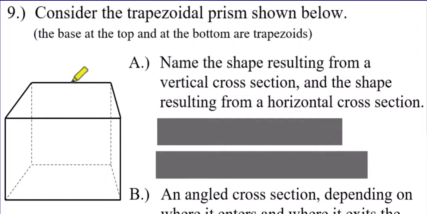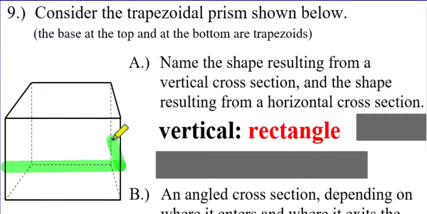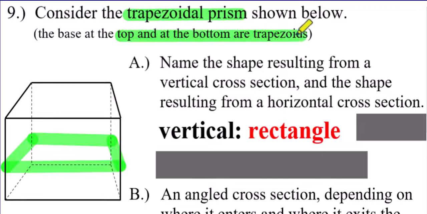Well, a vertical cross-section would make something like this. As you can see, if I would take this and look at it straight on, that would actually make a rectangle. Now, what about a horizontal slice? I would have 1, 2, 3, 4 sides. However, it is parallel to the trapezoid at the top and a trapezoid at the bottom. If you weren't sure if these were trapezoids, you should have read that this was a trapezoidal prism, meaning that the top and the bottom are trapezoids.